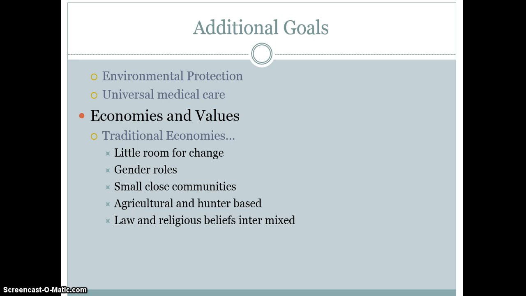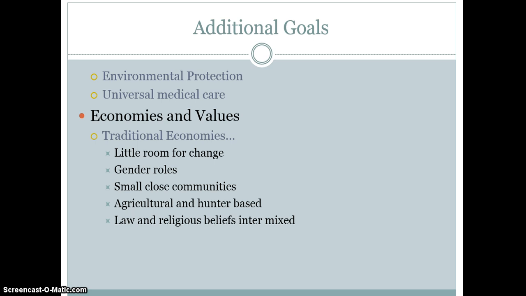Additional goals. Some other goals of government or country might be environmental protection or universal medical care. Two things that we have seen recently in America. We've seen a lot more regulations on companies, and we've seen an initiative for people to go green, to be more energy efficient and recycle more. And then, as we've seen lately, universal medical care with Obamacare has been hotly debated in our society.